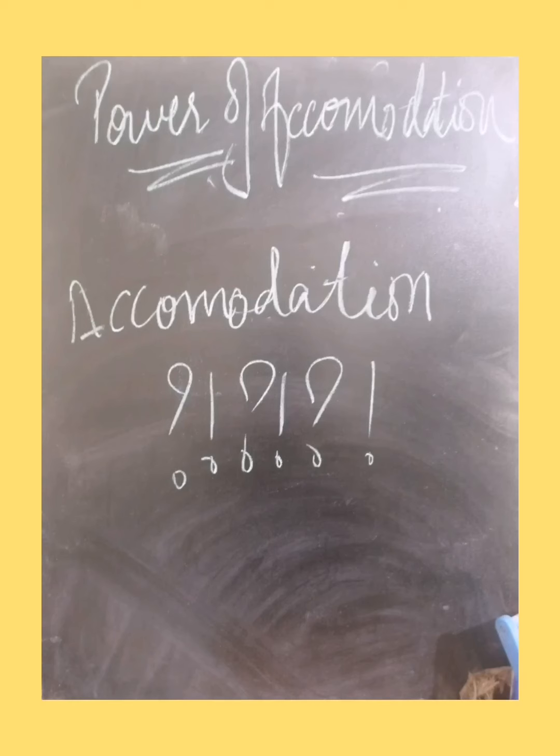What exactly is accommodation? Accommodation is the ability of the eye lens to adjust its focal length. So when the object is far away or at infinity, the ciliary muscle relaxes. When the object is near, the ciliary muscle contracts, and there is a change in the eye lens also. It contracts, it relaxes, right?